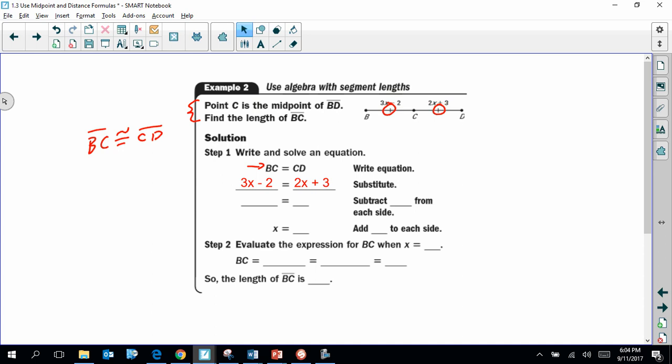So now that we have our equation set up, we're going to just use our opposite operations. Moving the smaller variable to the larger one, I'm going to move the 2x from the right side to the left side through subtraction. That will give me a new equation of x minus 2 is equal to 3. Move the 2 over through addition, and it gives me x is equal to 5. So now that I know that x is equal to 5, I can substitute it back into the expression that I want to solve for. We want to find the length of BC. Since BC is equal to the expression 3x minus 2, I'm going to substitute the 5 in for the x and show that BC is actually going to be 13 units long.